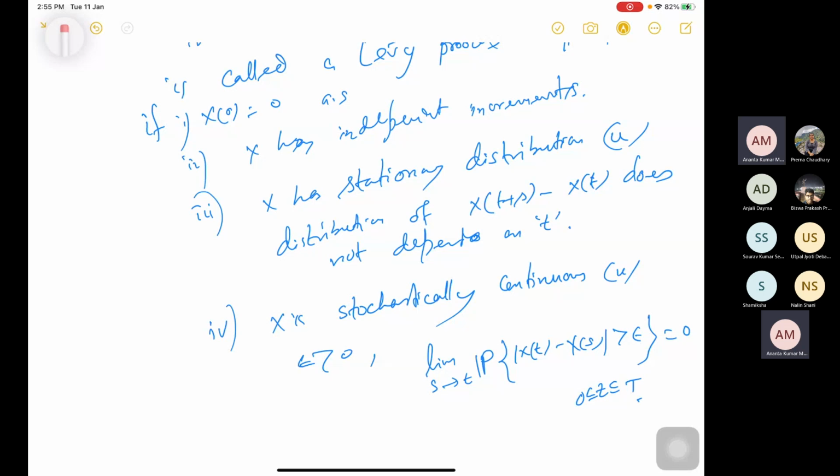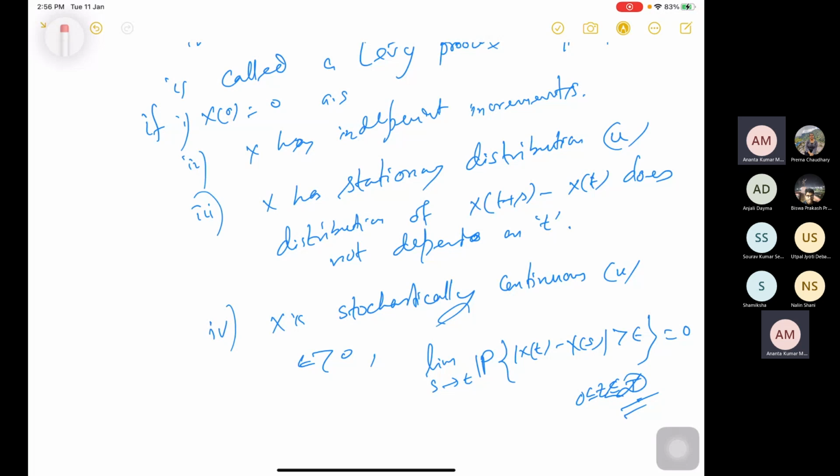Or in capital T, whatever you put. If you restrict it to 0 to capital T, or maybe for all finite T, something like that. So this is continuous in probability, sometimes called stochastically continuous. If a stochastic process satisfies these things, then we say that it is a Levy process.